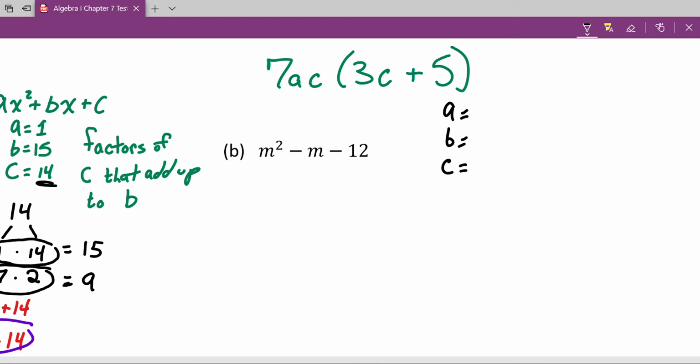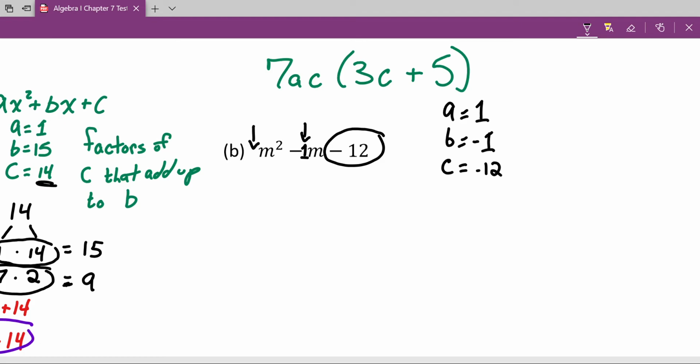So a is in front of the m squared. Well, that's actually just simply a positive 1. B is in front of m. Well, it's just a negative, and then nothing right there. That's actually going to be a negative 1. So B is negative 1. And C is at the very end. C is actually negative 12. So I know that A equals 1, B equals -1, C equals -12.